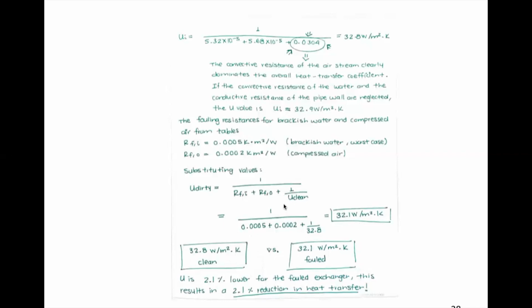So if we compare the 32.8 for a clean surface versus the 32.1, sorry, for a fouled or dirty surface, the overall heat transfer coefficient is 2.1% lower for the dirty heat exchanger, right? So this results in a 2.1% reduction in heat transfer. And if you keep working with that heat exchanger and keep adding fouling resistance, there will be a time where your heat transfer is going to reduce to the point where you need to give cleaning or service to that heat exchanger to come back to a good heat transfer rate.